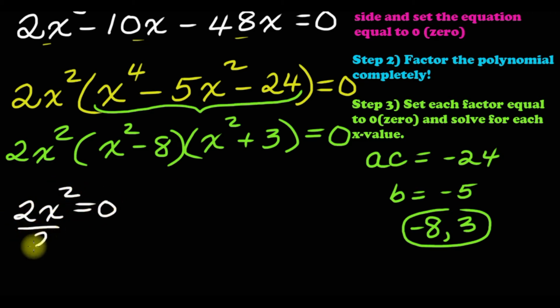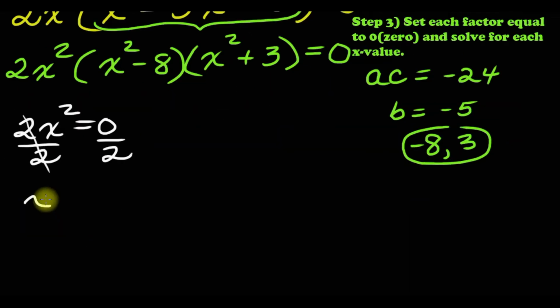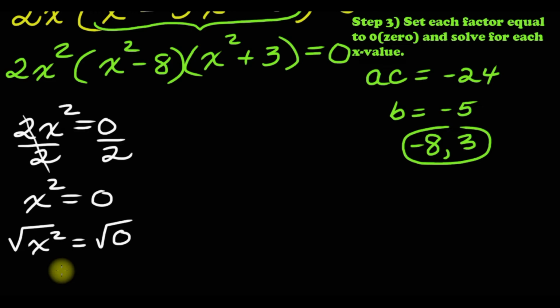So we would have to divide by 2. So x squared is 0. Then you take the square root of x squared, the square root of 0, so your x is going to be 0. This is one of the roots. Now let's go on to this one.